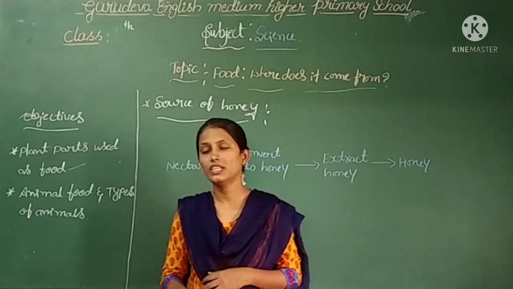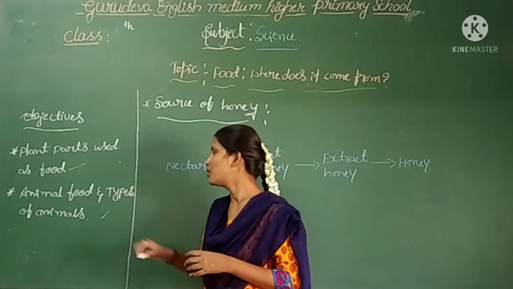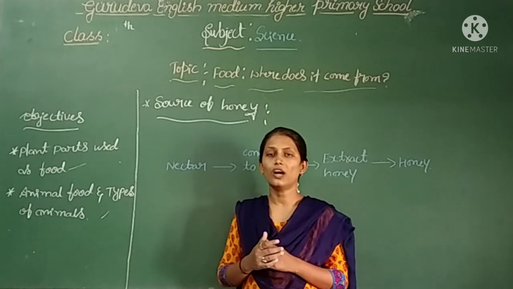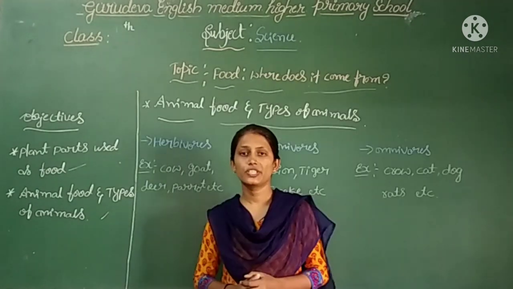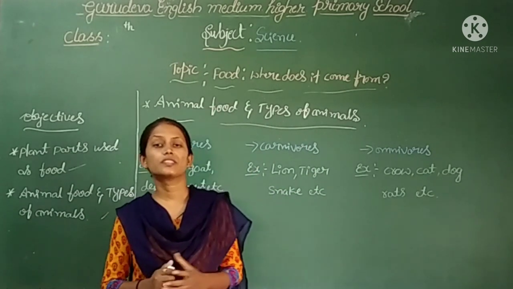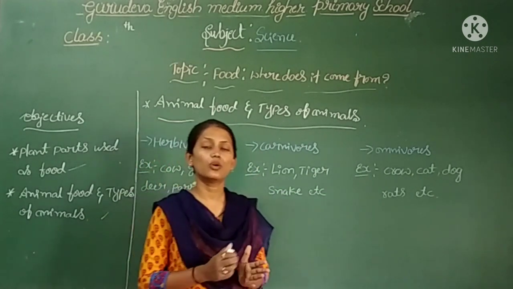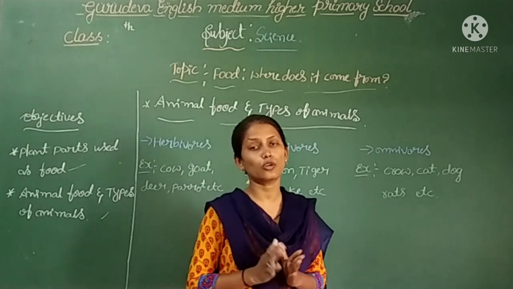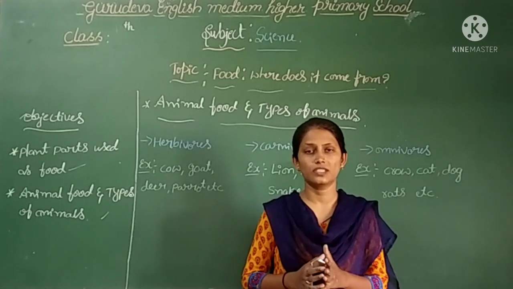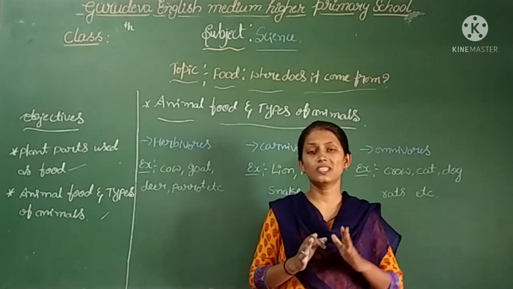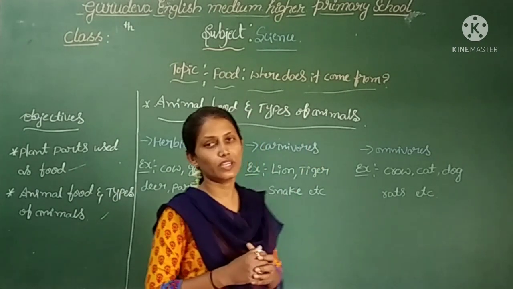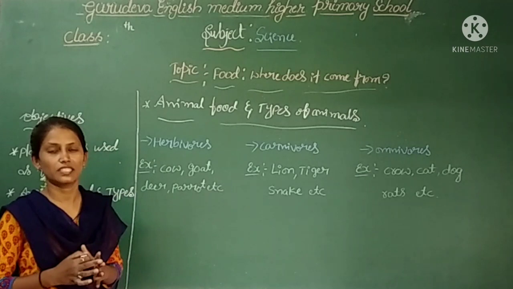Now let us go on to the next concept, that is animal food and the types of animals, the eating pattern of the animals, and how we have classified the animals. Dear children, now let us discuss animal food and the types of animals. We know that some animals eat only plants, some animals eat only animals, and some animals eat both plants and animals. So depending upon the eating pattern of the animals, we have classified them into many categories.